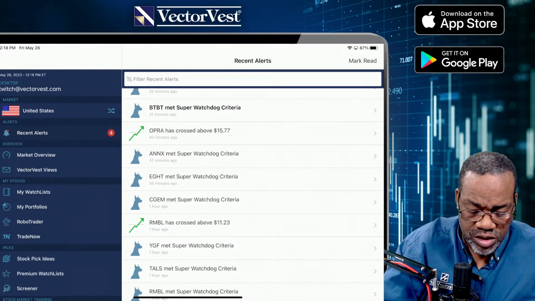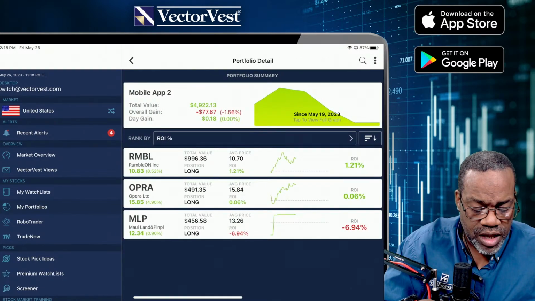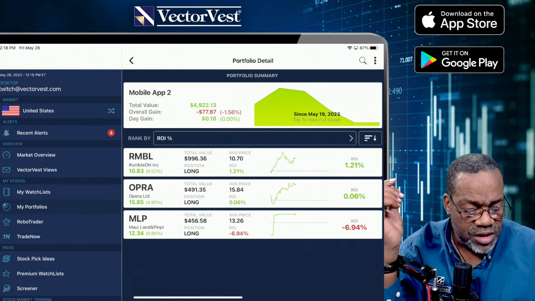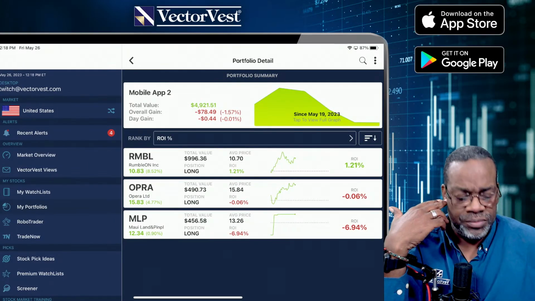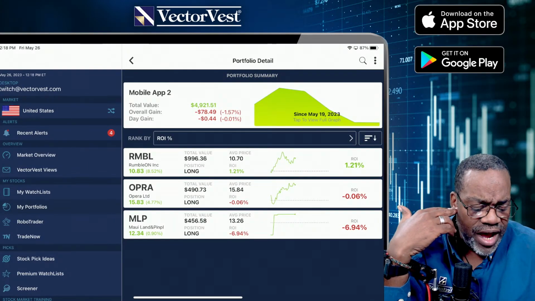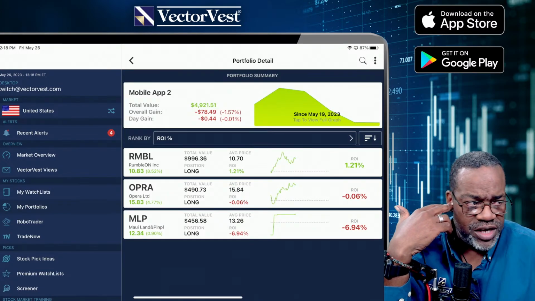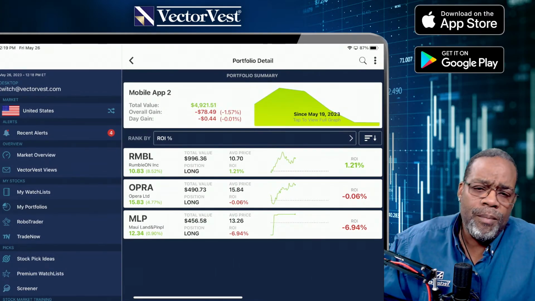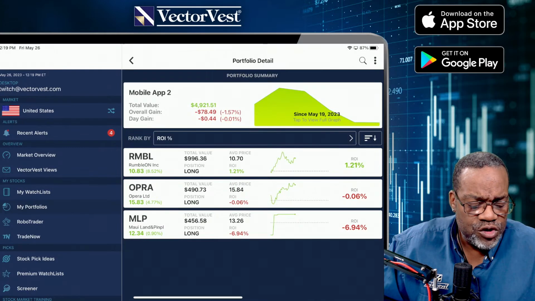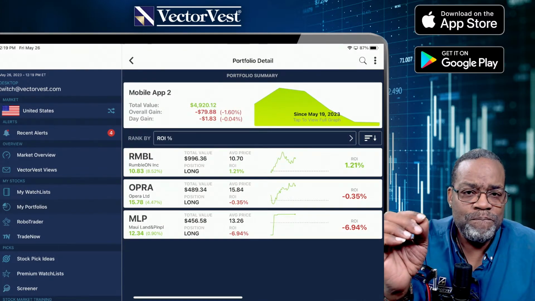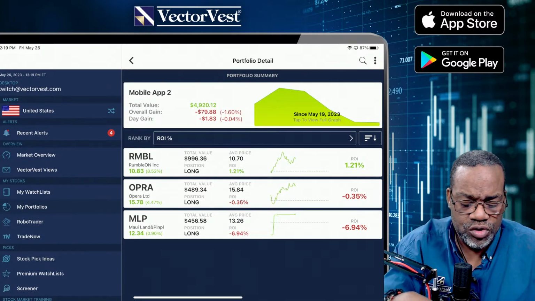So I went and put them into my portfolio, which was the mobile app too. There's Rumble and there's Opera. I'm up today on them a little bit. This portfolio, which I just started on May 19th, is down 1.5%. Again, my only goal is to make sure that if the stock goes against me 10%, I'm out of it. The reason why I'm running these portfolios is for the purposes of showing you that you can set up alerts. When they hit your alert, you can then put them into your portfolio.